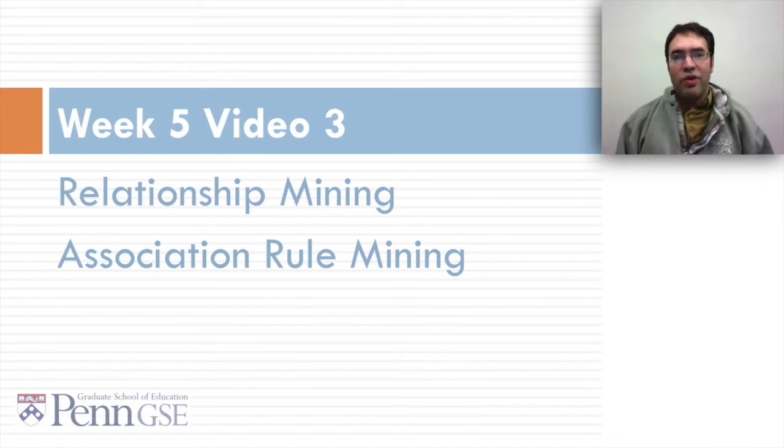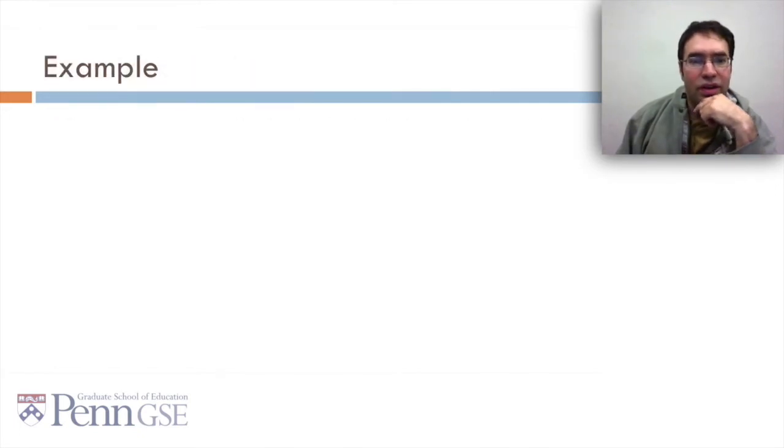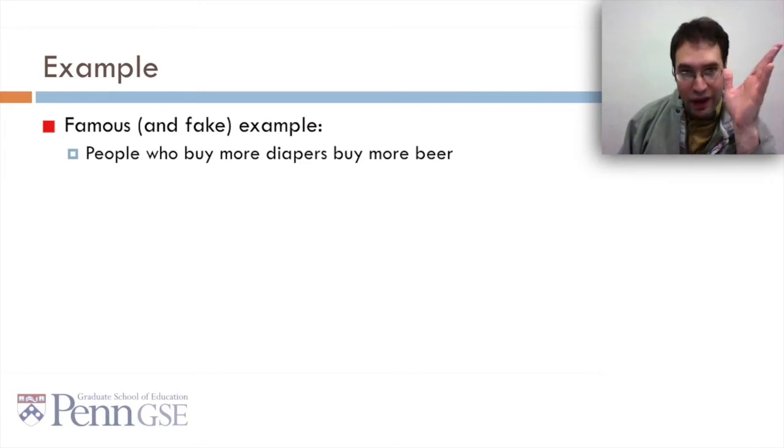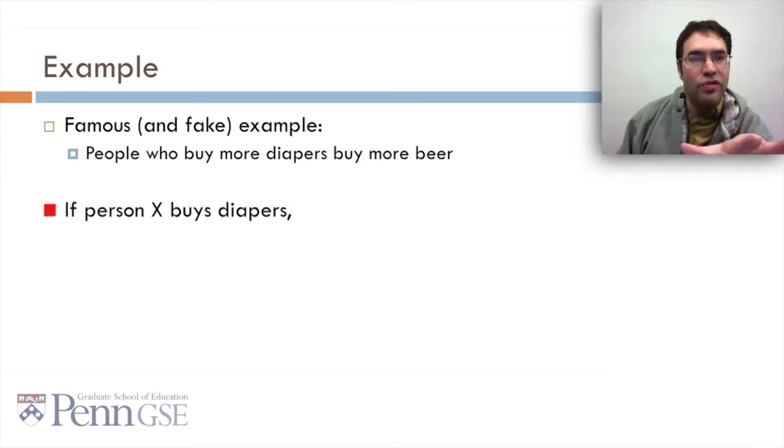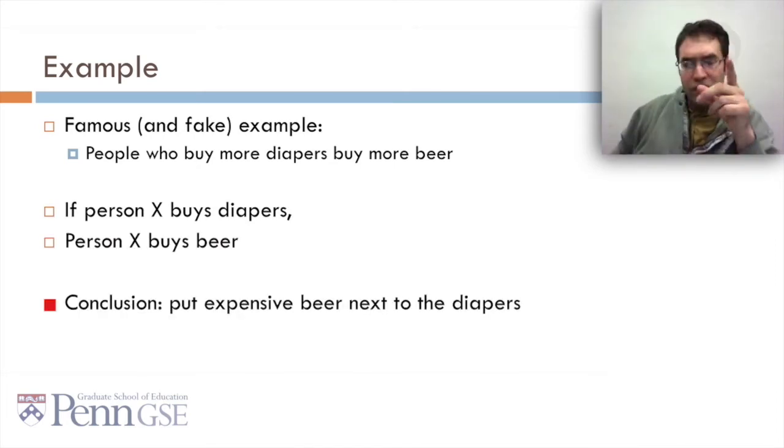Today, we're going to continue our Relationship Mining Week by discussing association rule mining. In association rule mining, we try to automatically find simple if-then rules within the dataset. The classic example, famous and fake, is that people who buy more diapers buy more beer. So if person X buys diapers, then person X buys beer. Simple if-then rule. The conclusion?